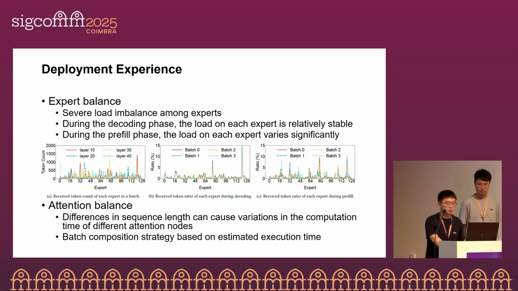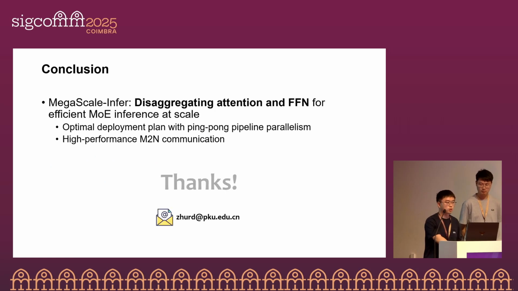On the attention side, we found that even with the same batch size, different sequence lengths cause variations in computation time across nodes. To address this, we compose the batches based on estimated execution time, which balances the load among attention nodes. To conclude, we propose MegaScale-Infer, an inference framework that disaggregates the attention and FFN modules to achieve efficient inference services for large-scale mixture of experts models.